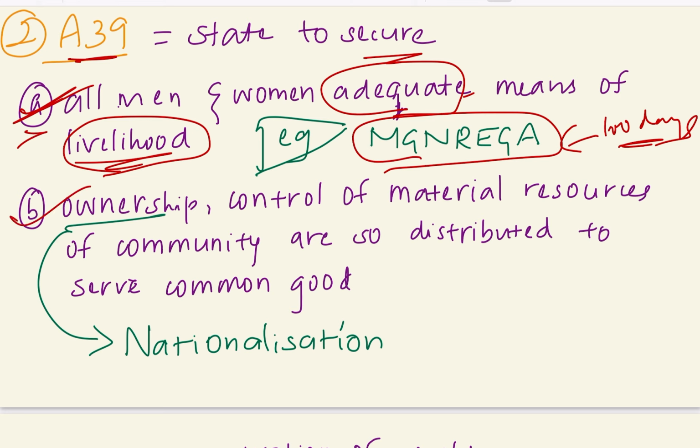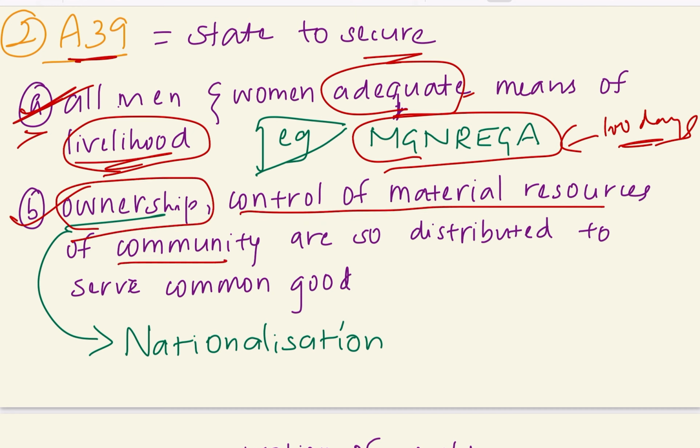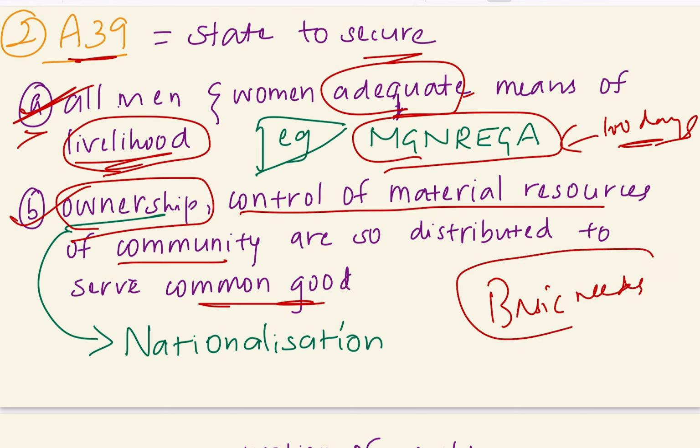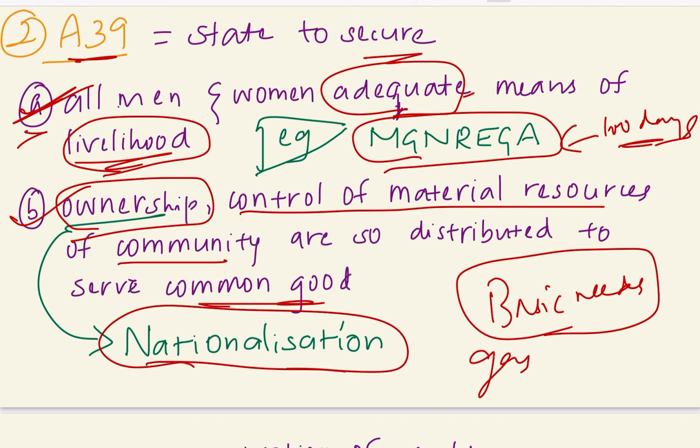Article 39B says the state shall secure that the ownership and control of the material resources of the community are so distributed as to serve the common good. Yes, the control of the material resources, especially the basic needs, has to be controlled, right? Or else if private people take up the ownership of all these basic needs, there will be a lot of competition and increased prices also. In order to control this, the government has to control the ownership of these basic needs. That is why for most basic needs, like gas, there is ownership by the government itself. So there is the concept of nationalization because of these directive principles.